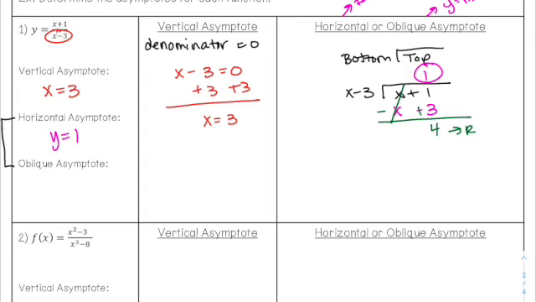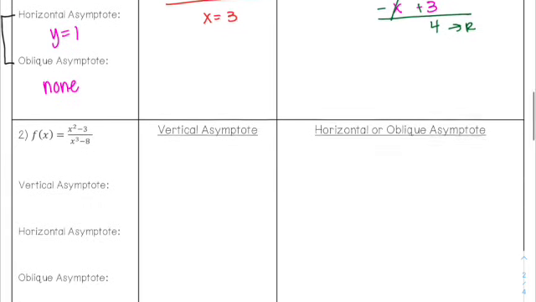I do not have an oblique asymptote, so I would say none. Again, if you have a variable up here, then it will be an oblique asymptote. If you get a number up here, then it's a horizontal asymptote. Let's try this again with example 2.